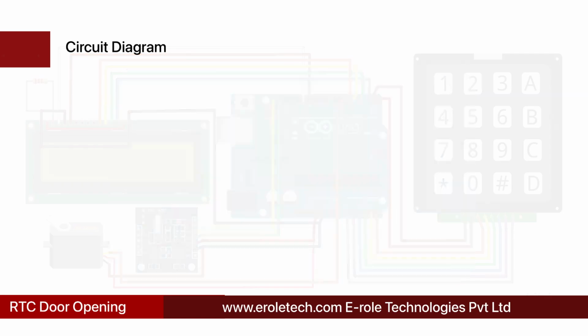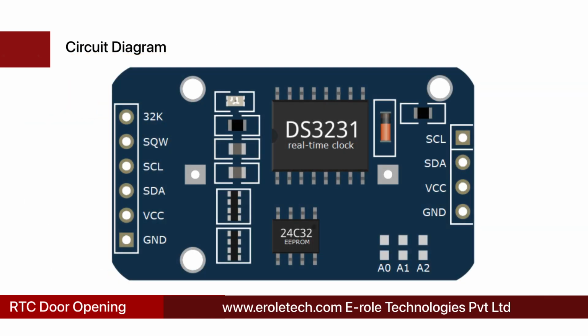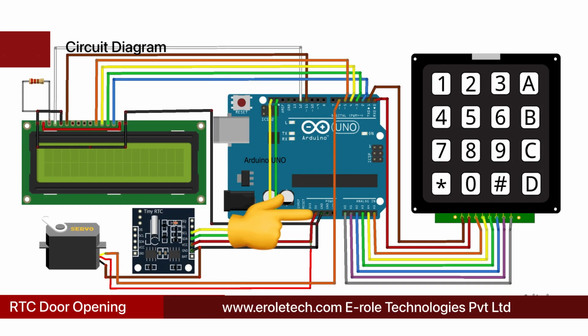RTC module has 4 main pins: VCC, ground, SCL, and SDA. VCC pin is connected with the 5V pin of Arduino. Ground pin is connected with the ground pin of Arduino. SDA and SCL pins of RTC are connected with the SDA and SCL pins of Arduino.